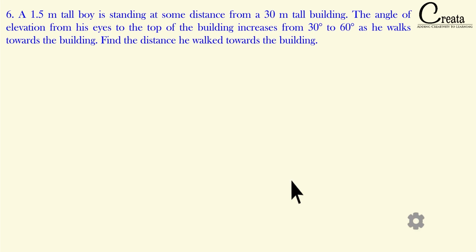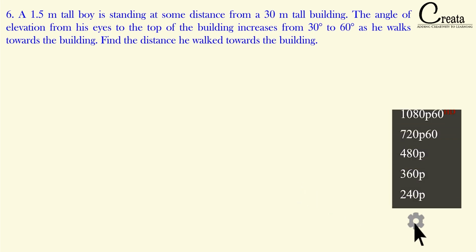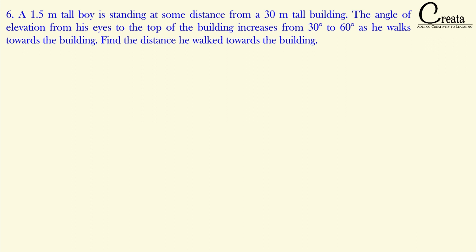Question number 6. A 1.5 meter tall boy is standing at some distance from a 30 meter tall building. The angle of elevation from his eyes to the top of the building increases from 30 degree to 60 degree as he walks toward the building. Find the distance he walked toward the building. Interesting question. Firstly, let's observe the question.